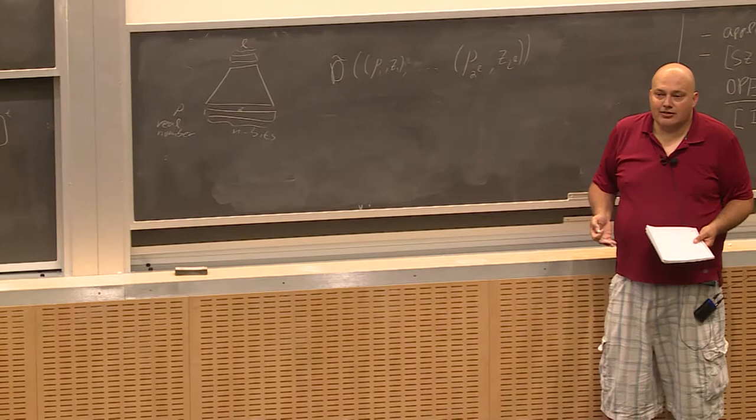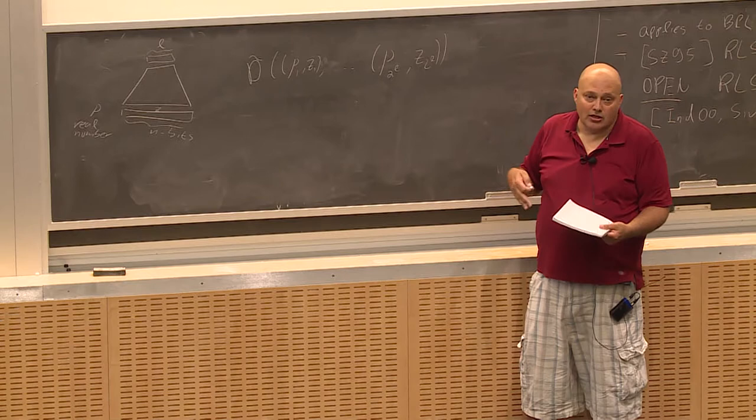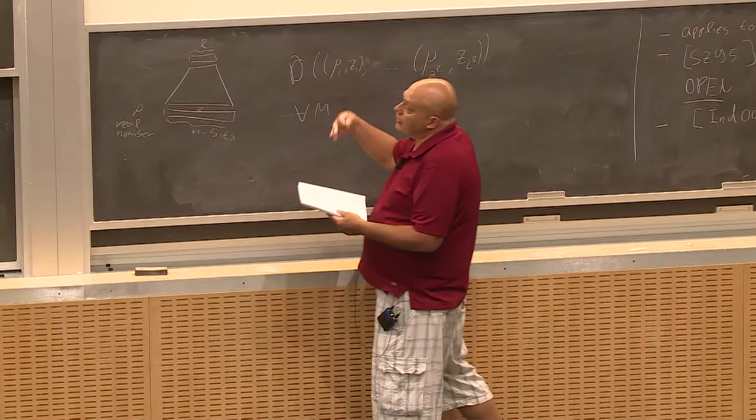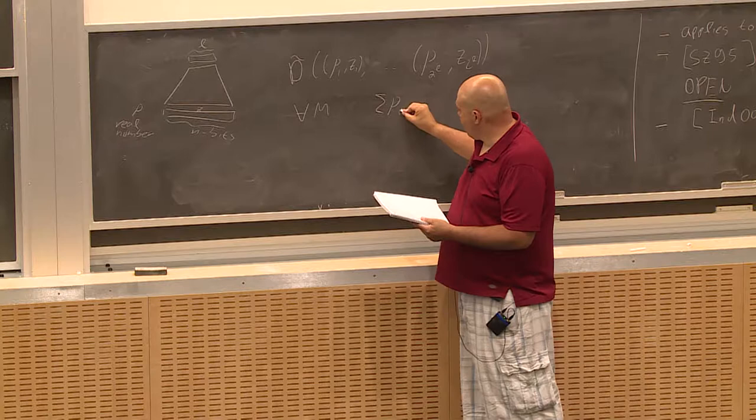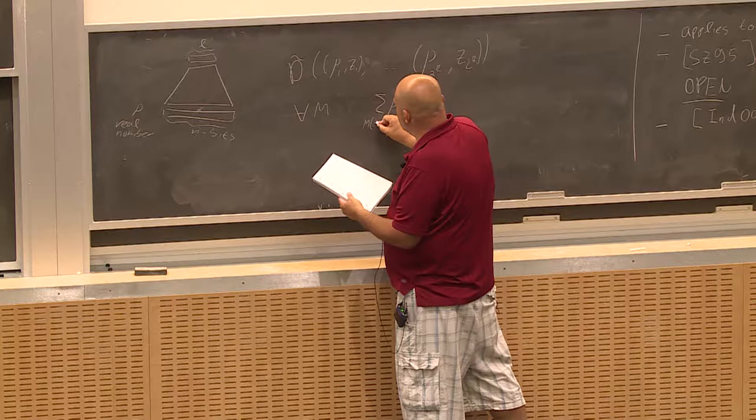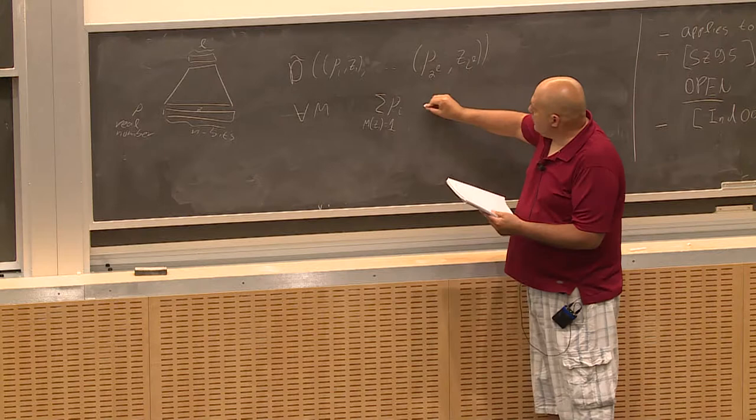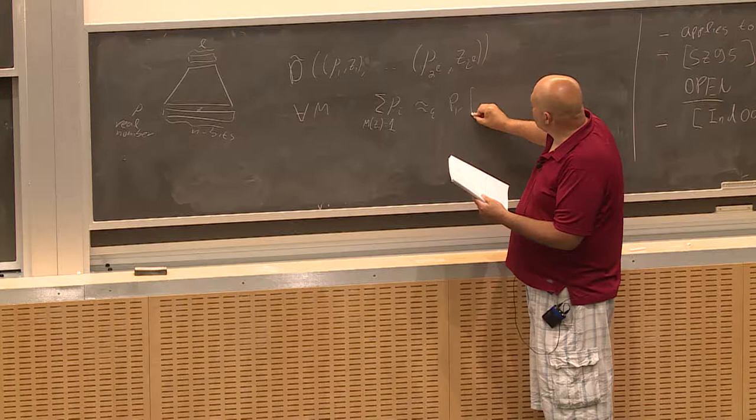And we say that it is pseudo-random. So this pseudo-distribution is pseudo-random if for every machine in the class that we want to fool, the sum of these rho i's for everything where the machine accepts, for every zi where you're supposed to accept, is essentially, up to epsilon, the probability that the machine accepts over the uniform distribution.